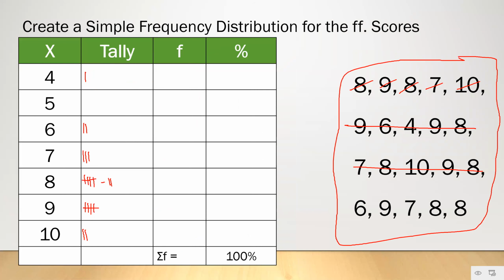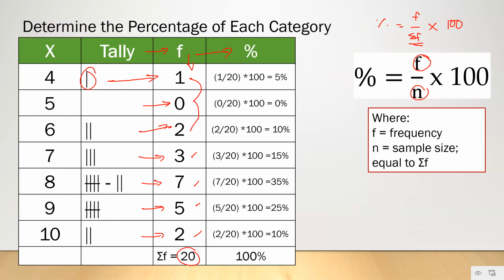Okay, I'm pretty sure we have 20 scores here, so this is correct. Once you have determined the summation of f, or the sample size in this case, we can now convert the frequencies into percentages by dividing the f by the total, the summation of f, and then multiplying the quotient by 100. And that's how you get the percentage.